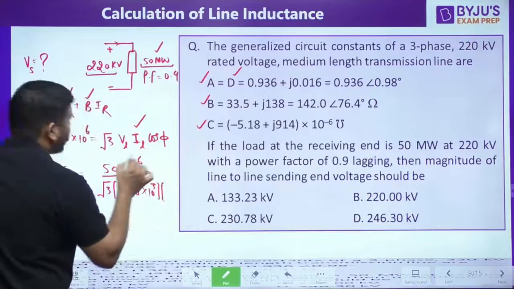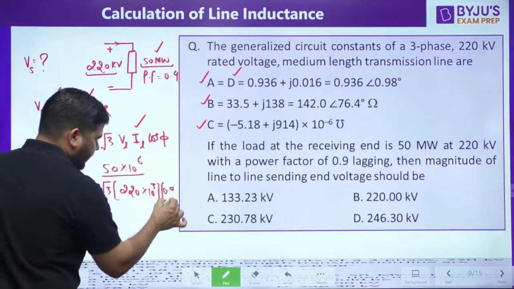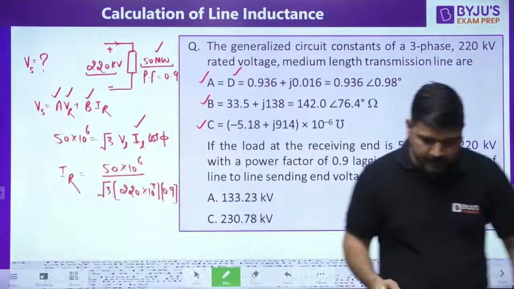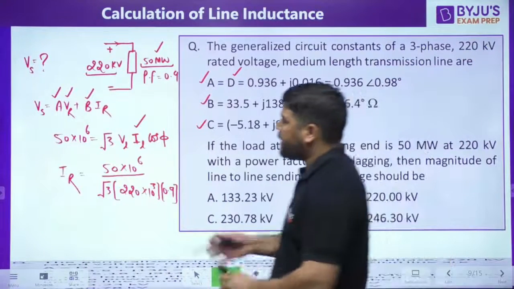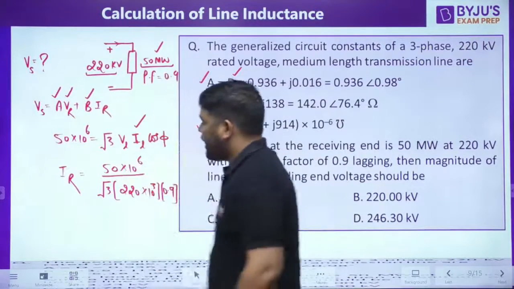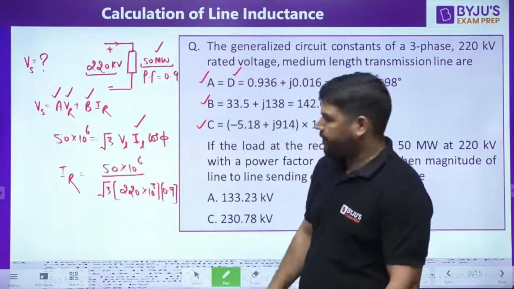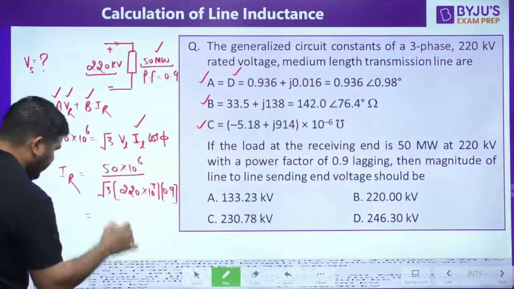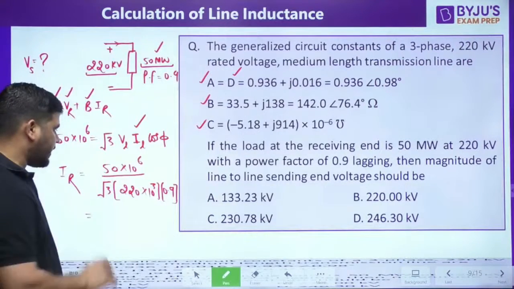And what is the power factor? Power factor is given as 0.9. So you will get this IR. This is my IR, the receiving end current. But IR has some phase also, no? It will have some phase also. So please calculate this value. What is this value, guys?